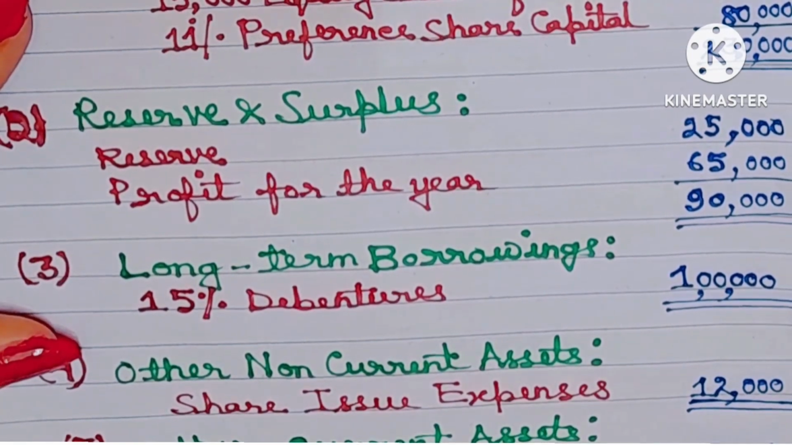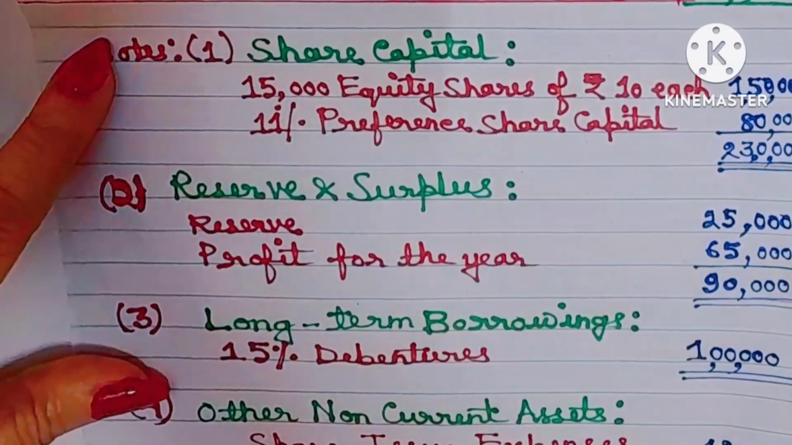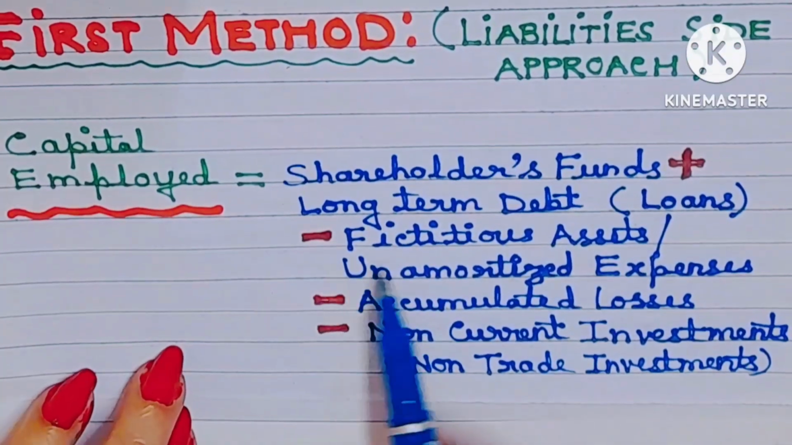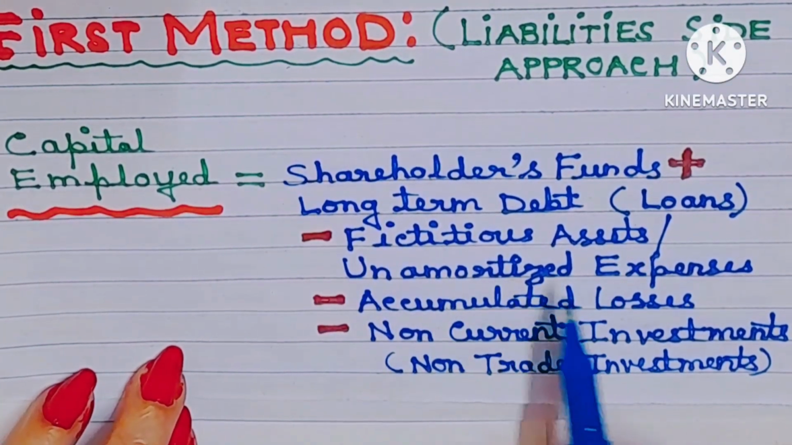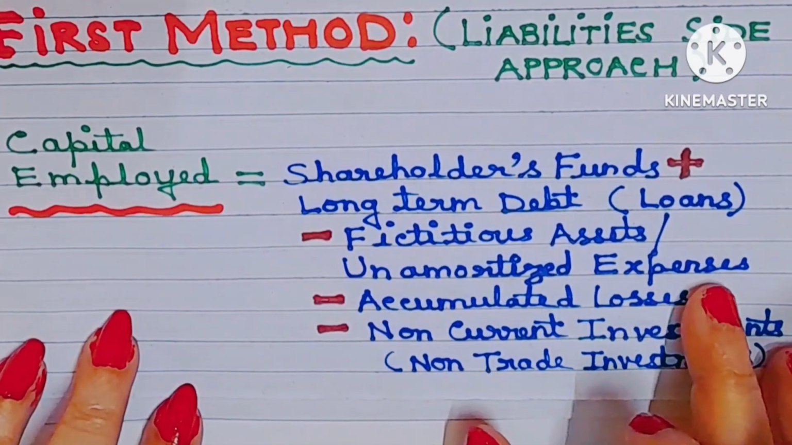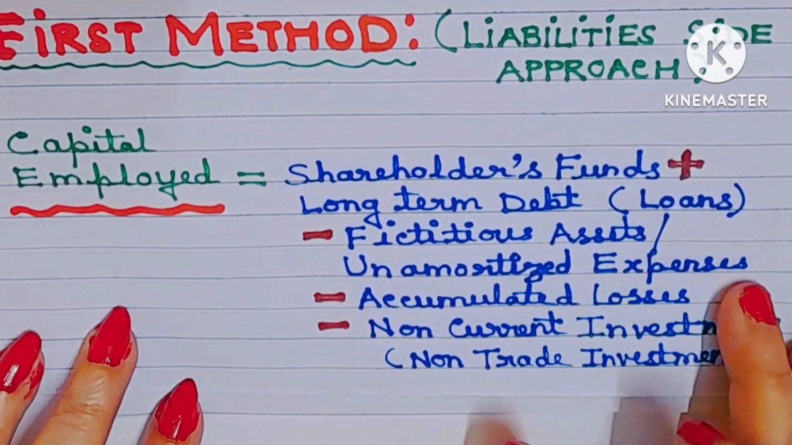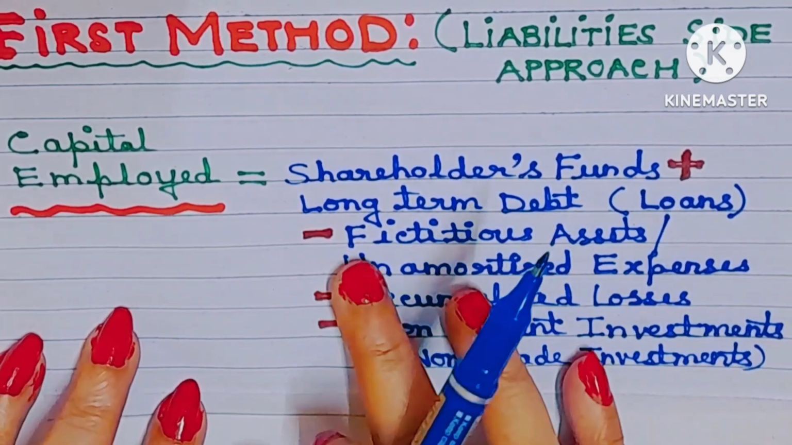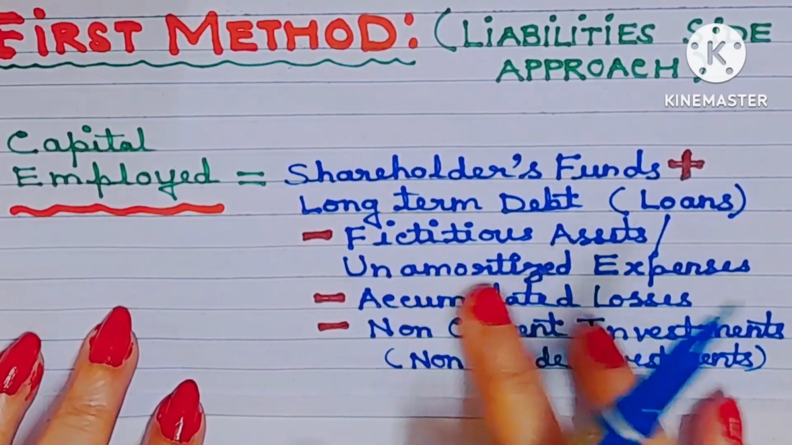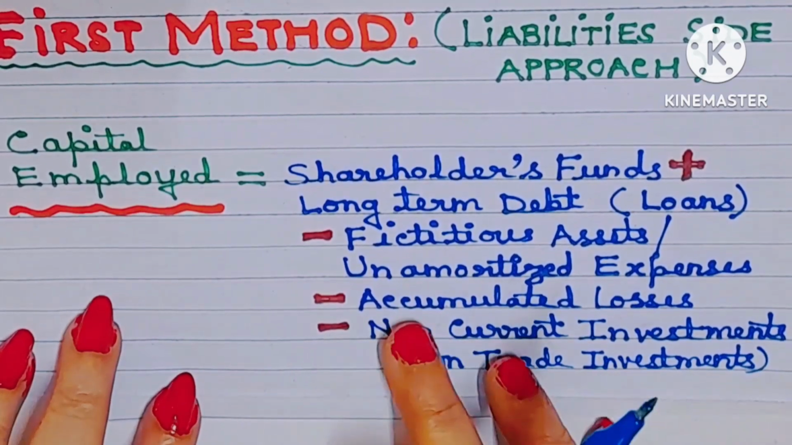Okay. So let's write. And now please remember, fictitious assets or unamortized assets will be deducted. We are not going to add fictitious assets or unamortized assets. Rather, we are going to deduct fictitious assets or unamortized expenses. Okay. And one more thing.